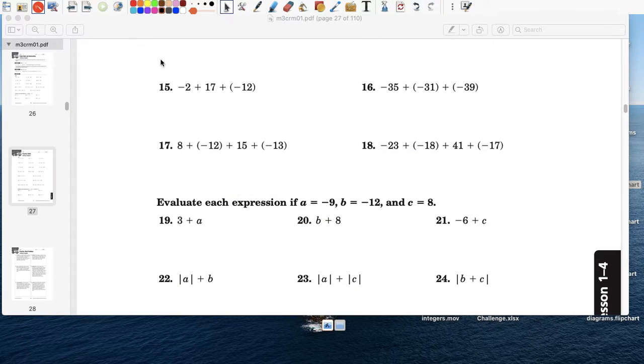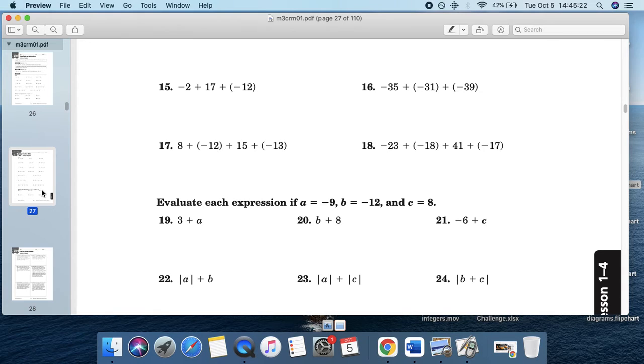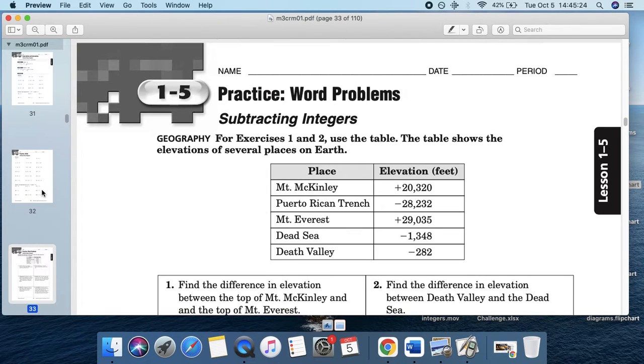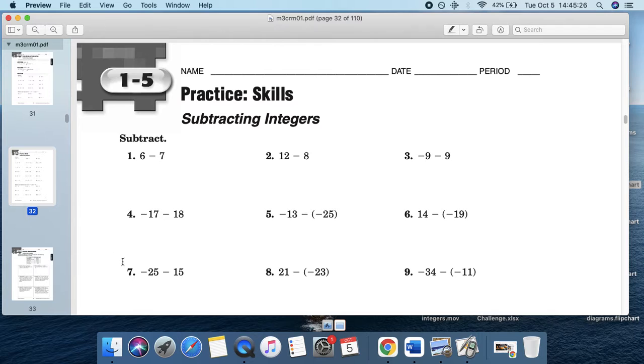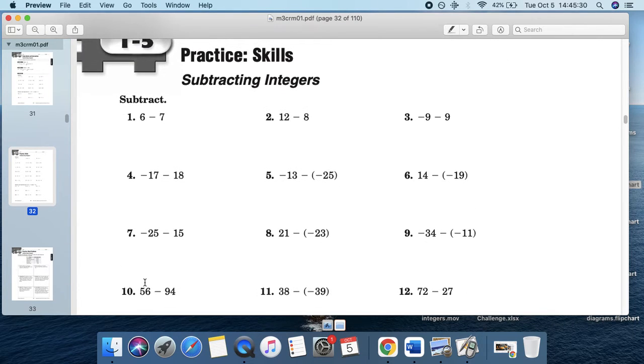All right, and then let's move on. So we got to do that. And then we're going to go to subtracting integers. Can we do subtracting integers? I'm just curious.